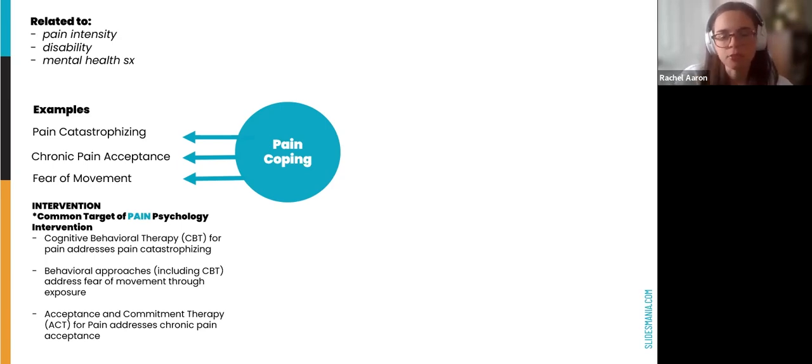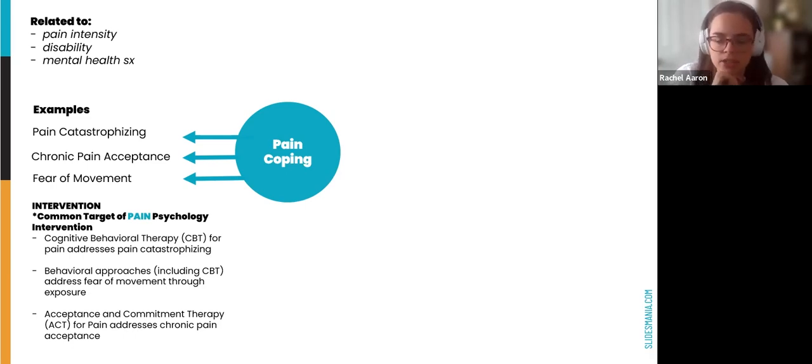might also address fear of movement by helping people develop hierarchies of physical activity, and help them slowly face that fear and get back into being more physically active, for example. Other treatments like acceptance and commitment therapy really hone in on that acceptance piece and helping people learn strategies to increase the acceptance of pain. This is all very important, and understanding how people cope with pain has been really instrumental to understanding how we can treat people who have pain and help them live better lives.